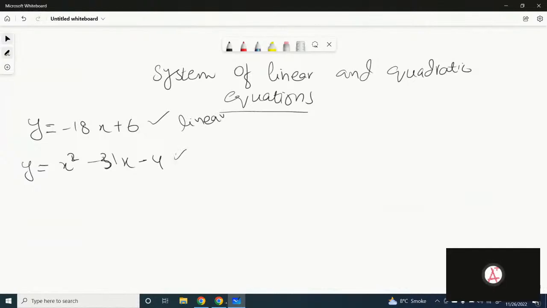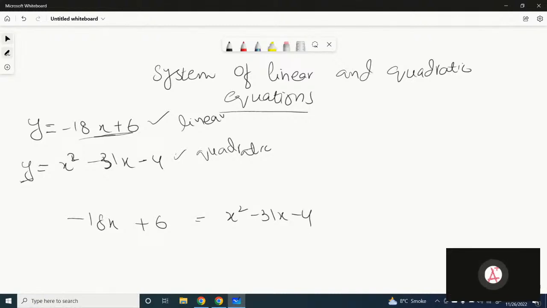And this is the equation of the parabola, or quadratic equation. Got it? The equations that have maximum power 2 are the quadratic equations. So one of the equations is linear and the other is quadratic. You have to solve these two equations from the different systems. We are given the value of y, that is negative 18x plus 6. So replace this y with this value. It would be negative 18x plus 6 equals x square minus 31x minus 4.